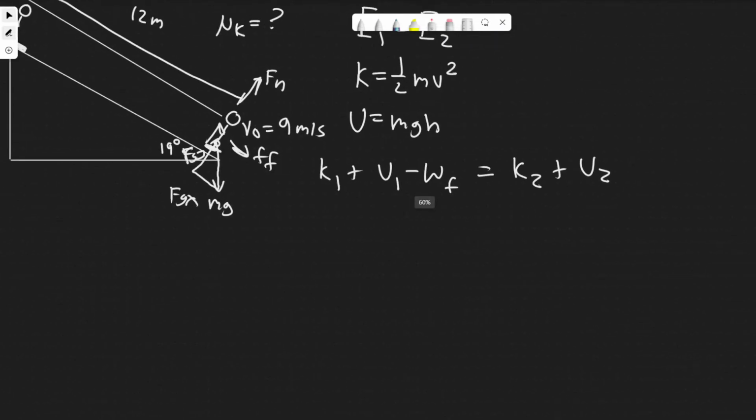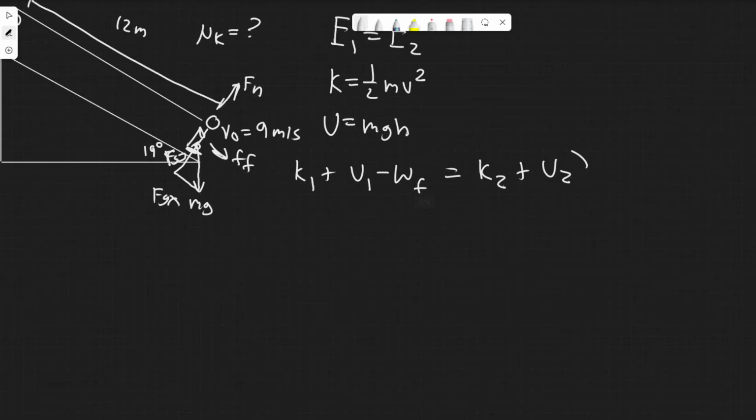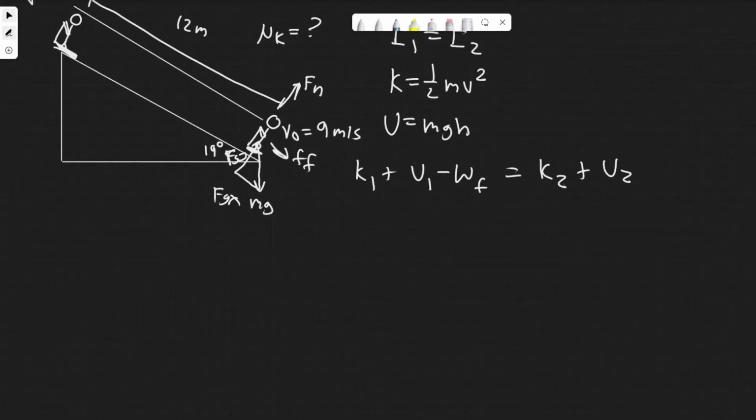And now what we're going to do is solve this equation and get it in terms of the variables that we actually need. K1 is the initial kinetic energy, so 1/2 m v1, the initial velocity, squared, plus U1, which is its mass times gravity times its height. So plus mg, those are constants, and then h1.